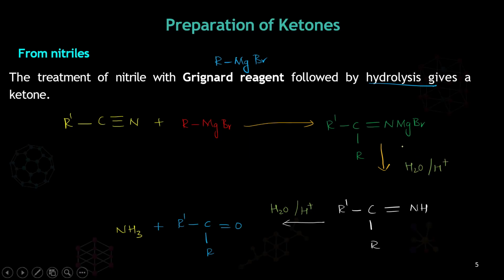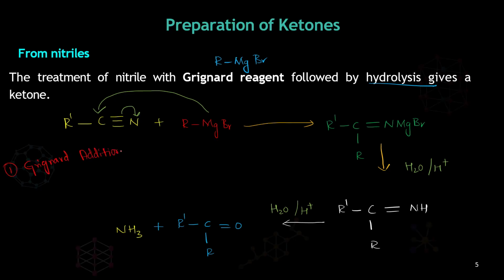So how will this happen? Step number one, the Grignard addition. Whatever Grignard reagent is there will attack the carbon of the nitrile group. If you see here, this Grignard reagent will attack the carbon present in the nitrile group, and whatever the triple bond is there will just go to the nitrogen. Just know this. So step number one is the Grignard addition.